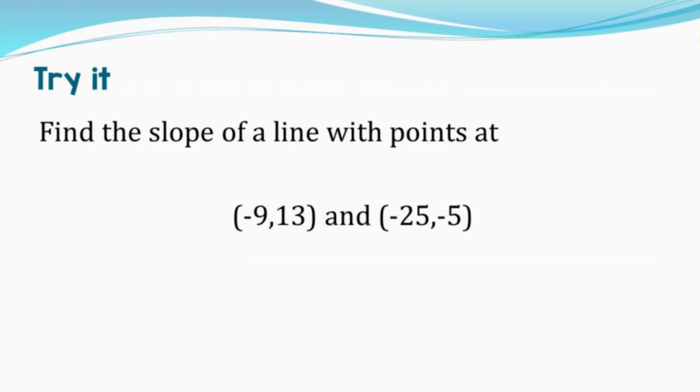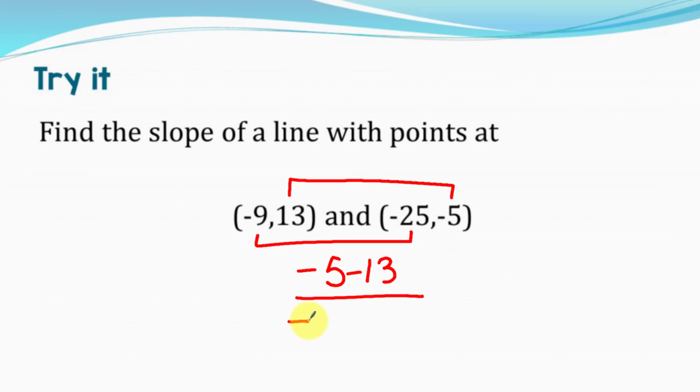And so again, from 2 points, I'm going to take the difference in my y's. So negative 5 minus 13, divided by the difference of my x's, negative 25 minus a negative 9. 2 negatives, add it, keep it negative, so that's going to be negative 18. A minus and a minus becomes a plus. So now I have negative 25 plus 9. So the difference in those two numbers would be 16. But the negative number is larger, so it stays negative.